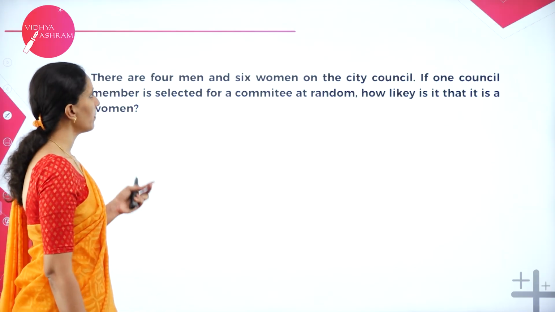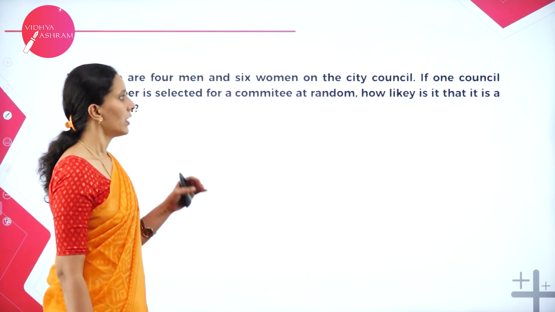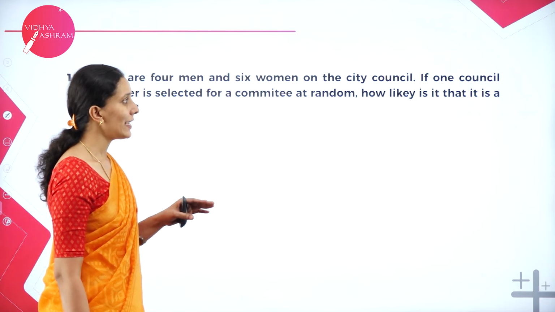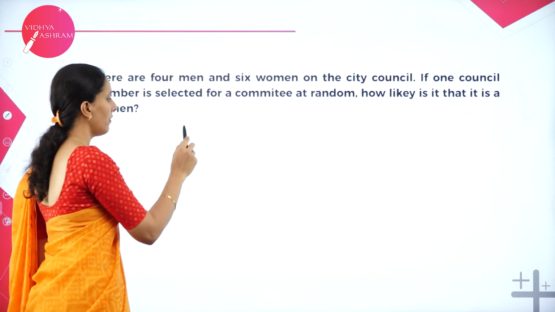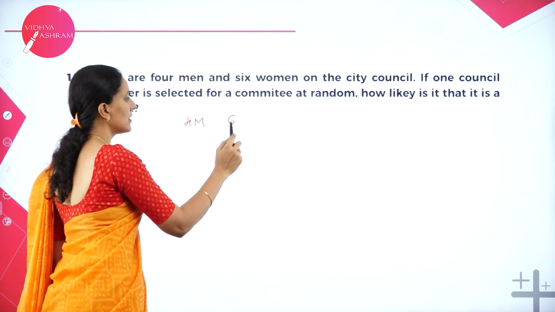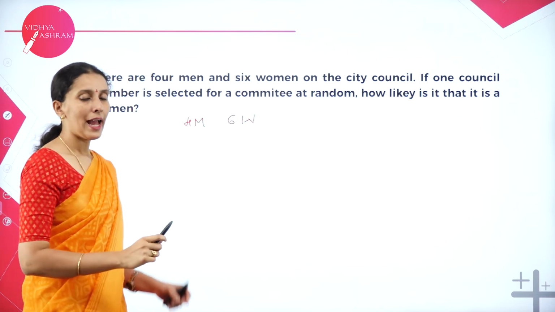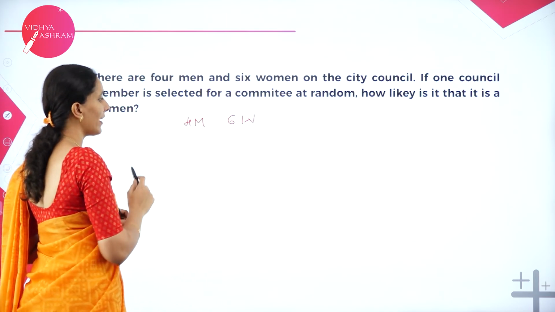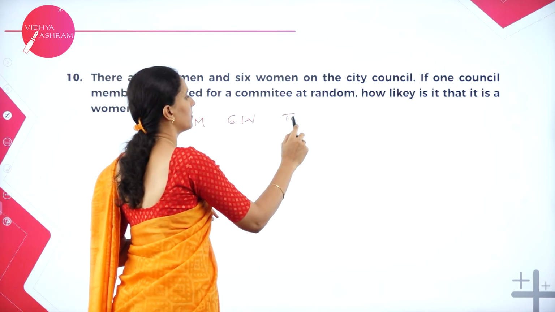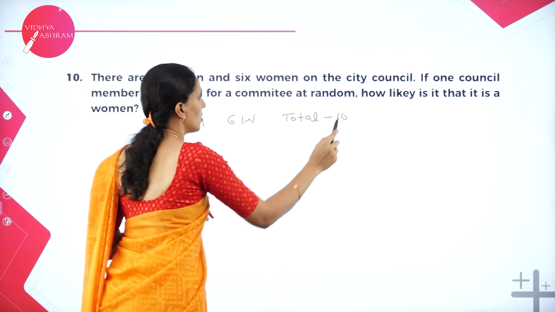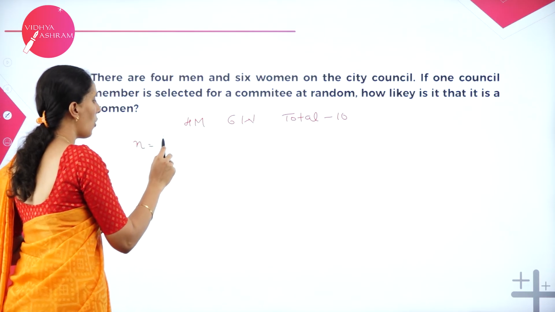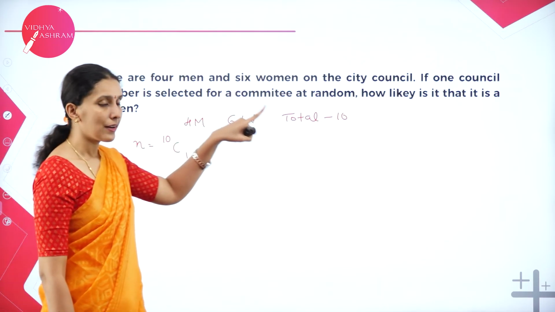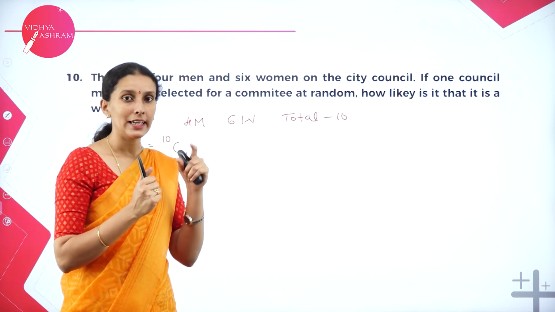Next one. There are 4 men and 6 women on the city council. If one council member is selected from the committee at random, how likely is it that it is a woman? So we have 4 men and 6 women. We have to select only one person from the committee. Total we have 10. So what is the value of n then? Out of 10, we have to choose only one person, and we have to calculate the probability of how likely it is a woman.